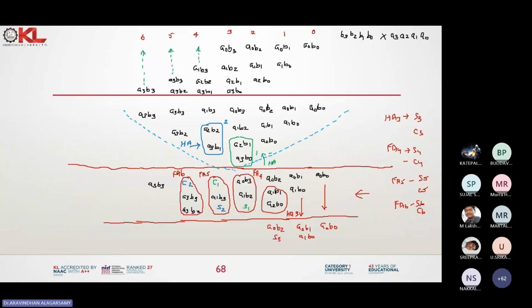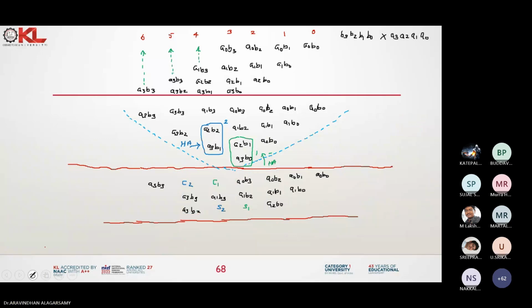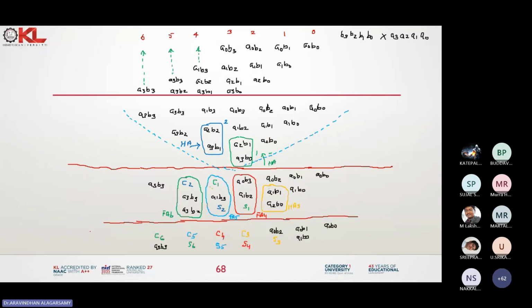S3. Very good. Then C3 will be the carry, and S4. Very good. Then C4, the carry, and S5. Very good. Then C5 and S6. Very good. Then C6 and A3, B3. Very good. What about the others? Is that clear? Yes, sir. So I can write like this. That's what you did now.